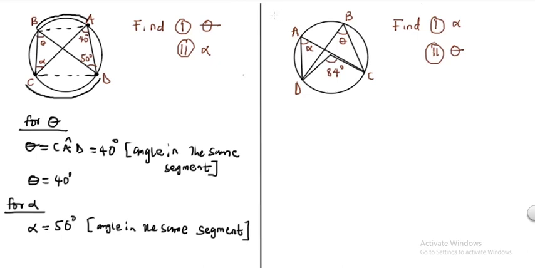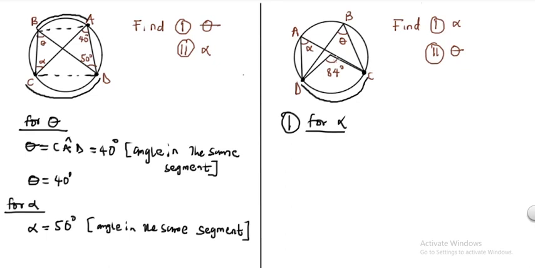Now you can try to pause the video and solve this one yourself. But like we did before, we look at the first one. We say for alpha, so we look at angle alpha. Angle alpha comes from this arc here. So the arc of interest is from here to here. Okay, so this is what creates angle alpha. Now, what other angle does this arc create? It creates angle theta, but we do not know angle theta.